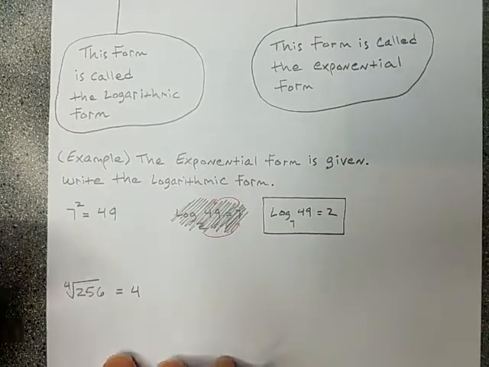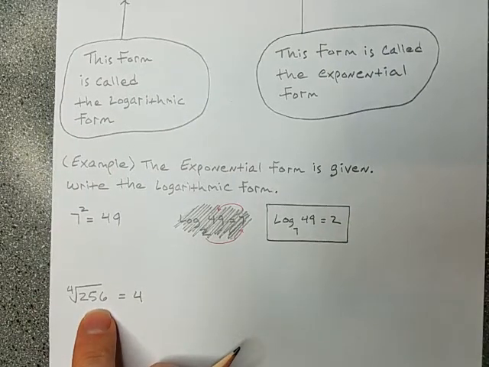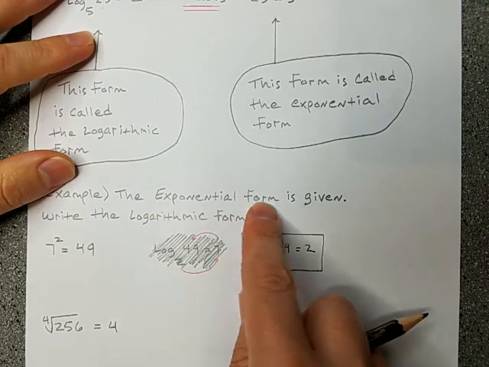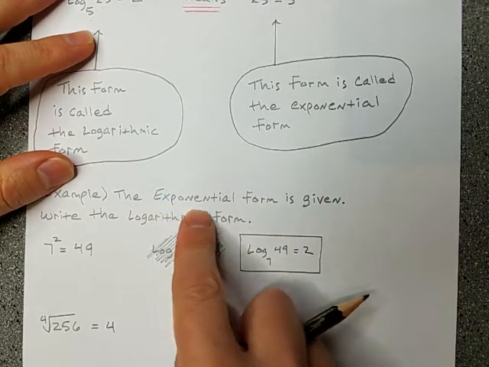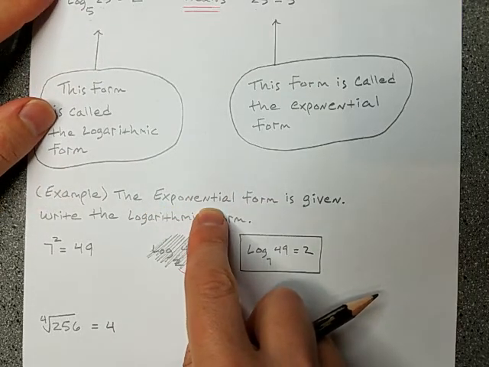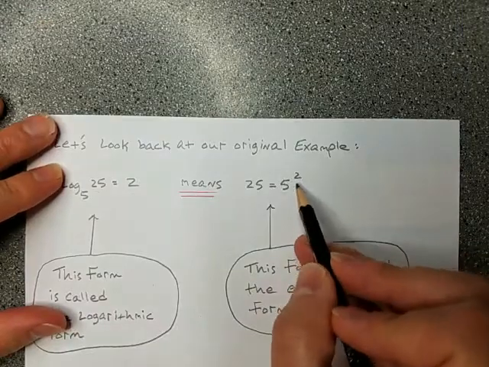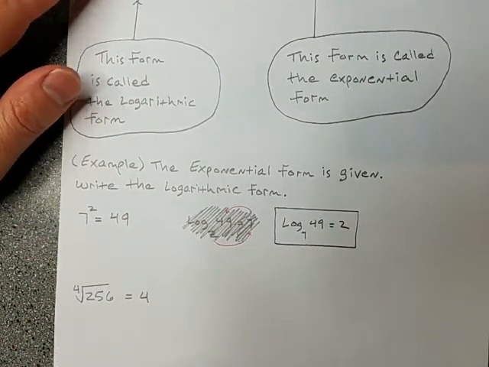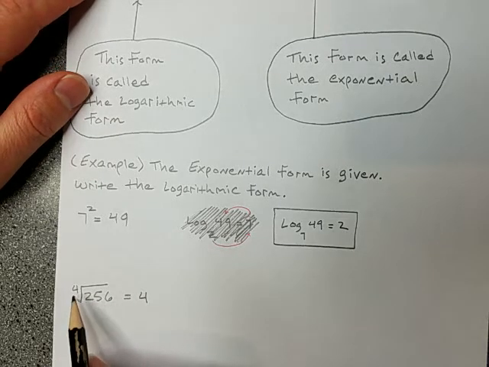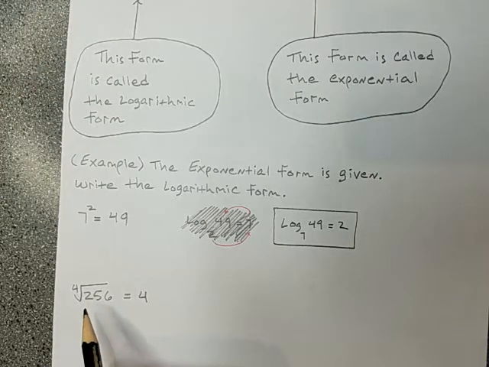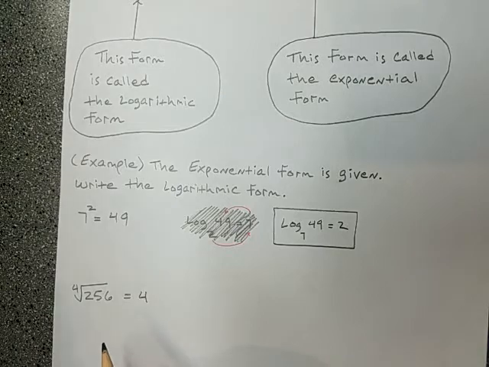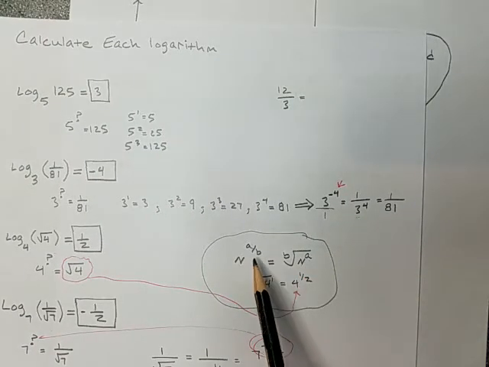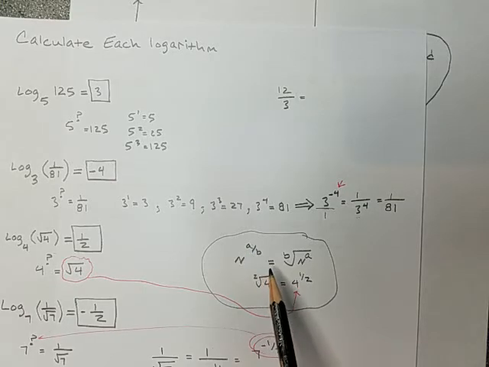Okay, what about this one? That one looks a little bit different. See here it says the exponential form is given. See that word exponential? What's the root of that word? Exponent. Do you see an exponent? I see a root. I don't see an exponent. But I remember I told you how roots are convertible to fractional exponents.